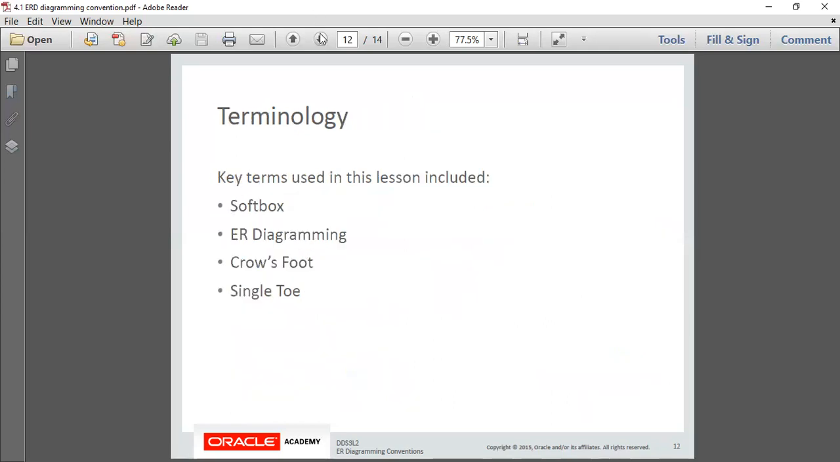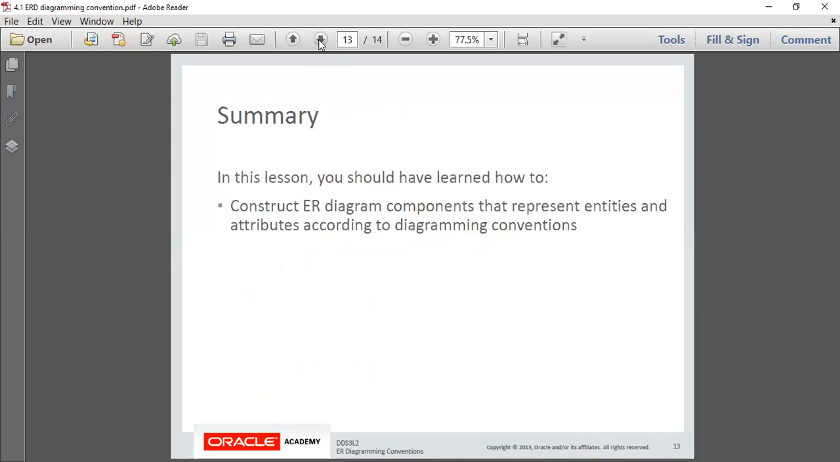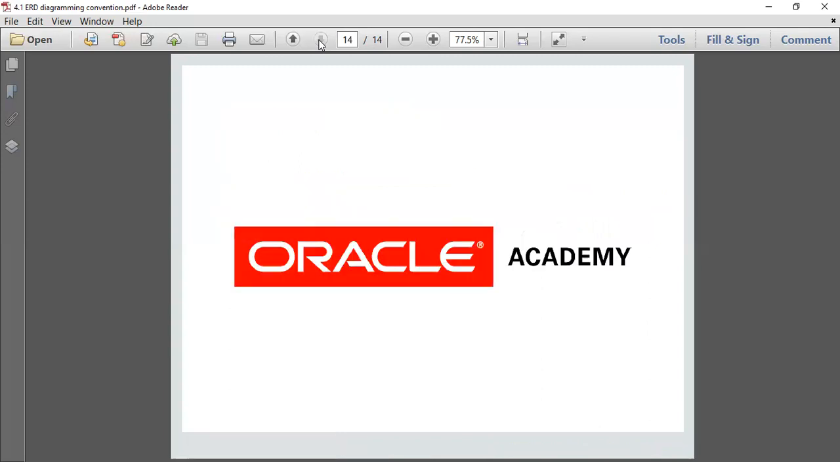So based on what we have covered, some of the key terms that we expected to have learned from this lesson are: a soft box, which is a diagram that represents an entity. We've also talked about diagramming. Crowfoot represents many, single toe represents single, and that brings us to an end. So basically in this lesson, we have learned how to construct an ER diagram, the components that represent entities and attributes according to the diagramming convention.